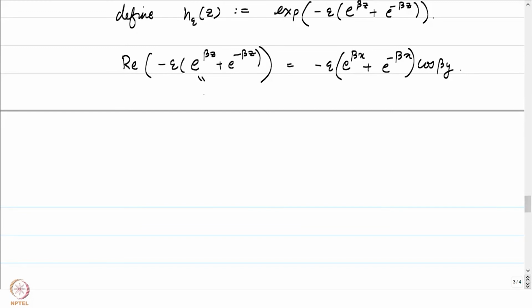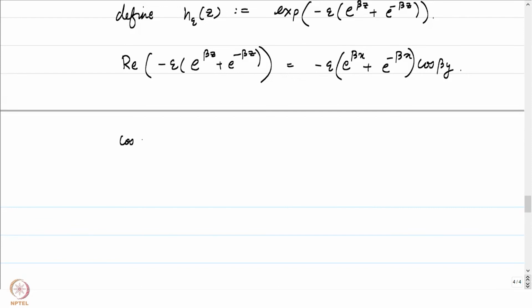Because this is going to be equal to e to the power beta x plus i beta y. So the i beta y will have a cos beta y, and here there will be e to the power minus beta x minus i beta y, and again the real part will have cos of minus beta y, which is the same as cos beta y. That's how it came out here. So this is going to be exactly equal to whatever is written here on the right.